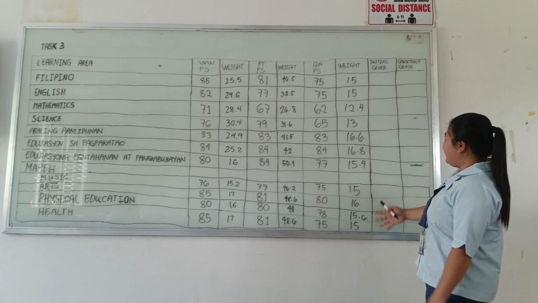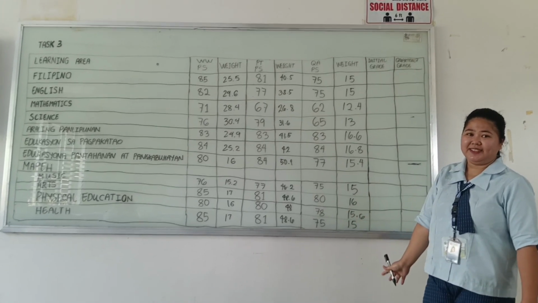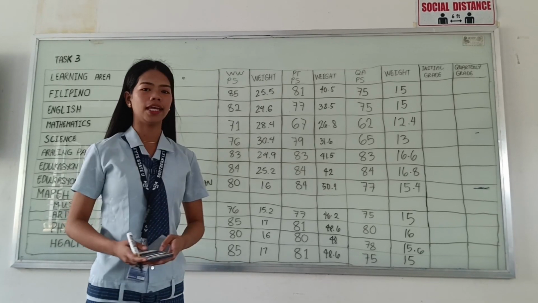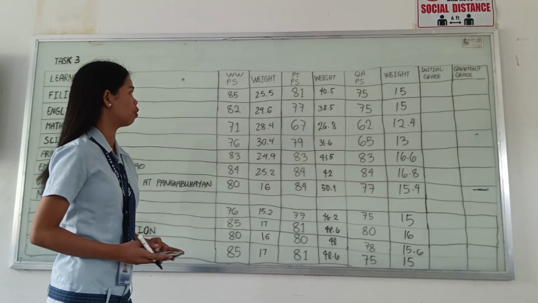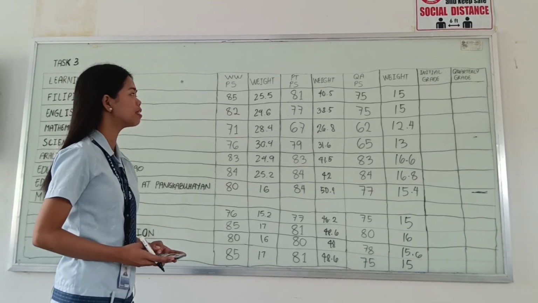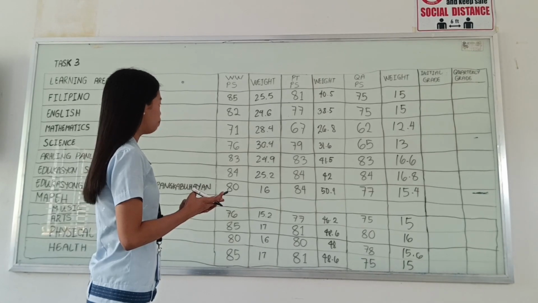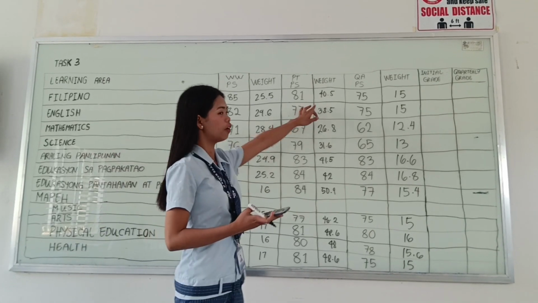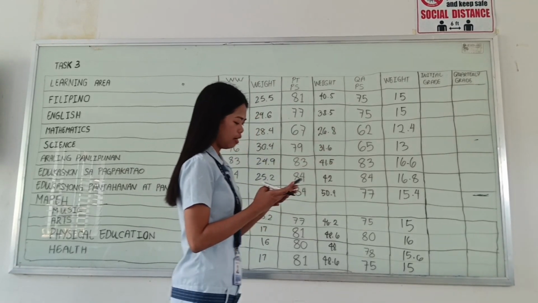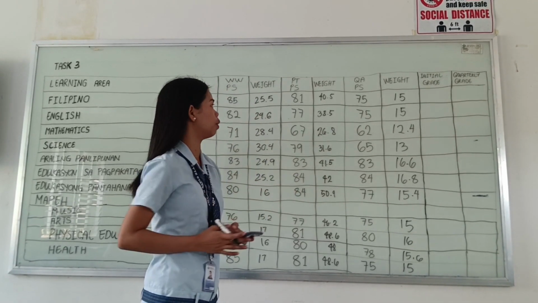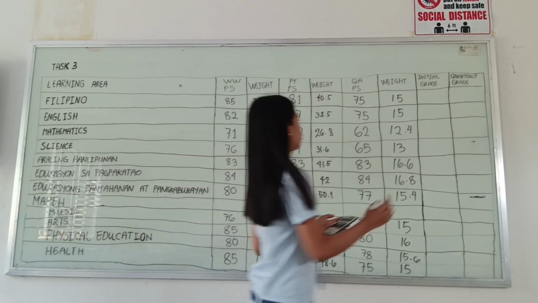So these are all the calculated weighted scores for the quarterly assessment. To calculate the initial grade of Rico, we will sum up all the weighted scores for the written works, performance task, and quarterly assessment. So therefore, 25.5 plus 40.5 plus 15 is a total of 81. So the initial grade for the Filipino subject of Rico is 81.